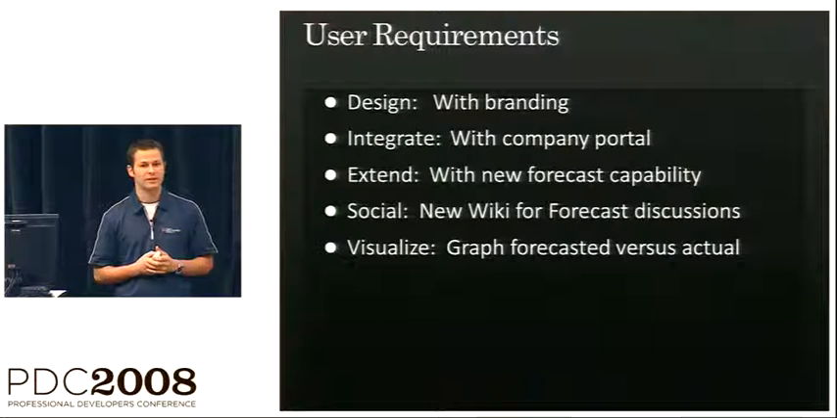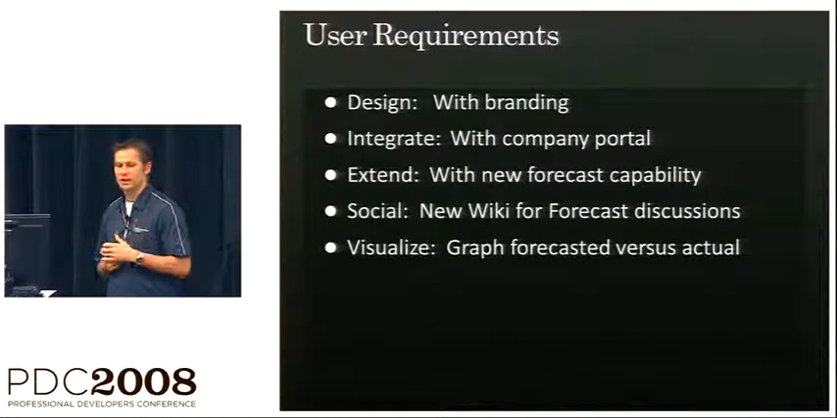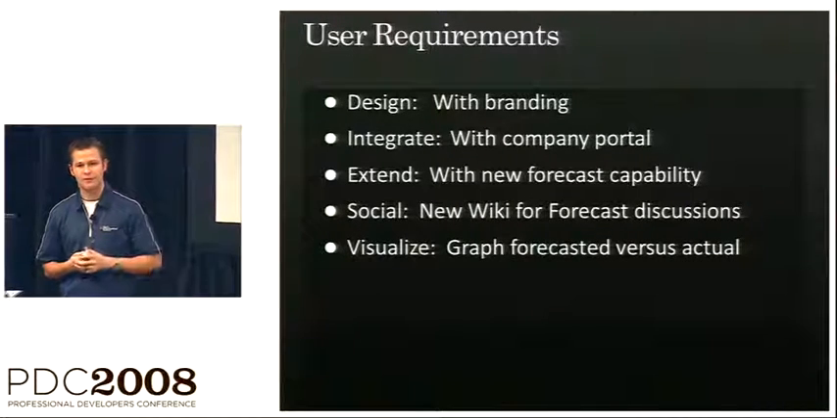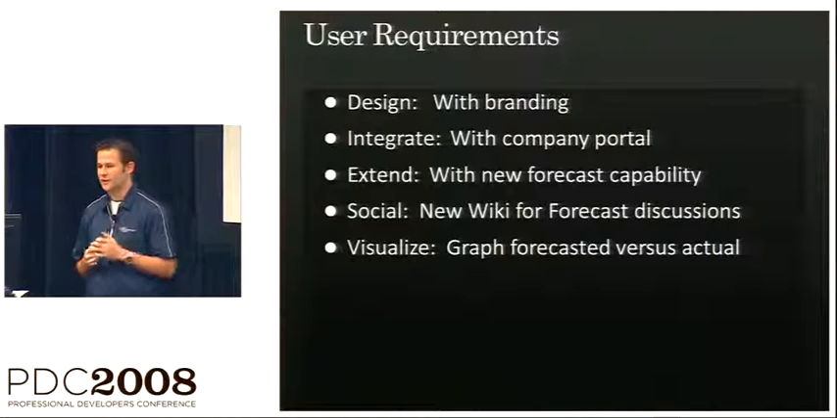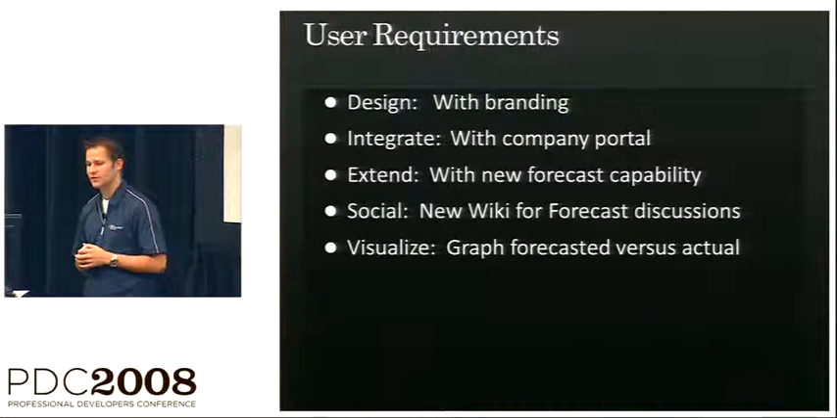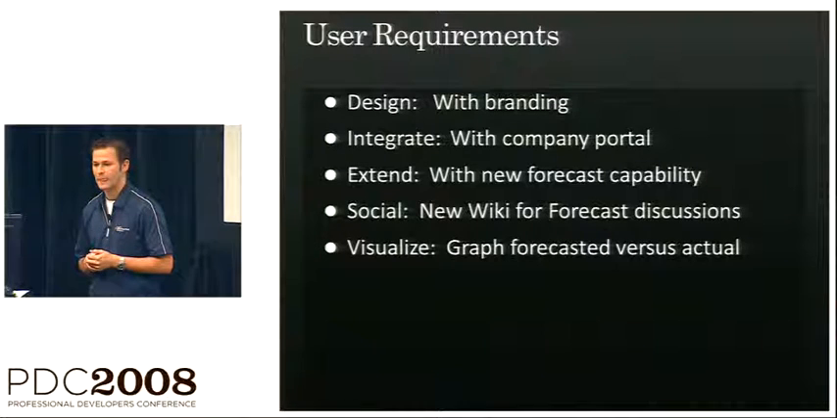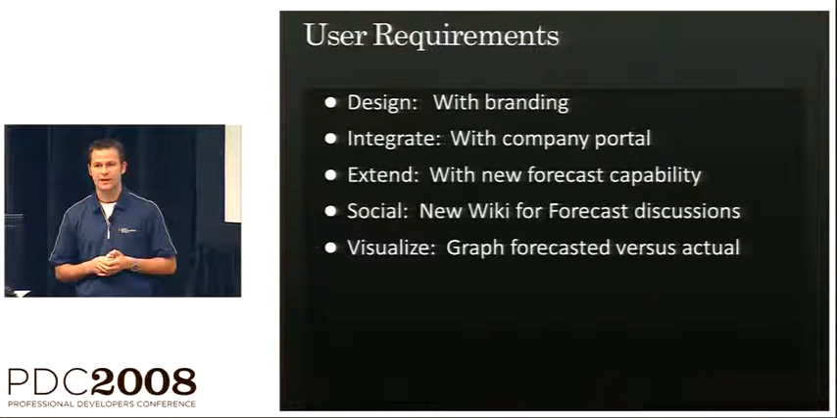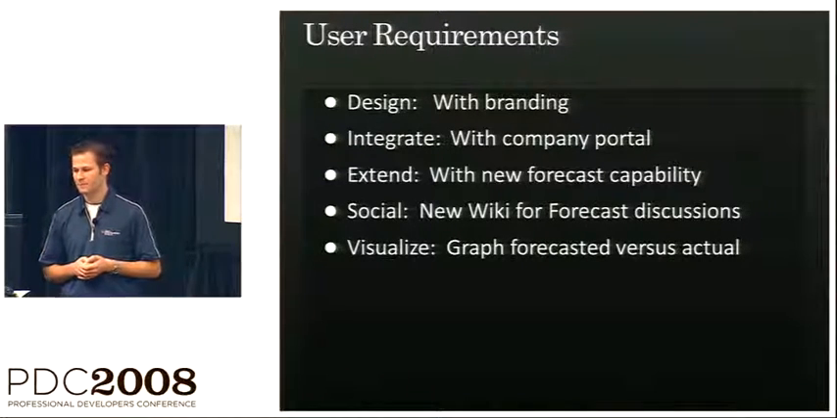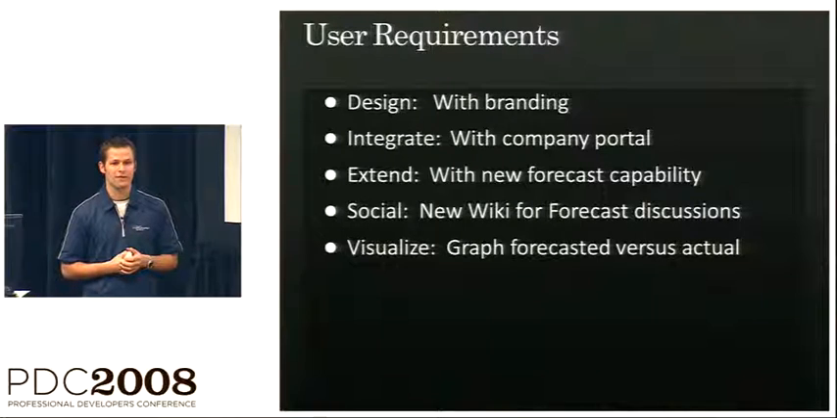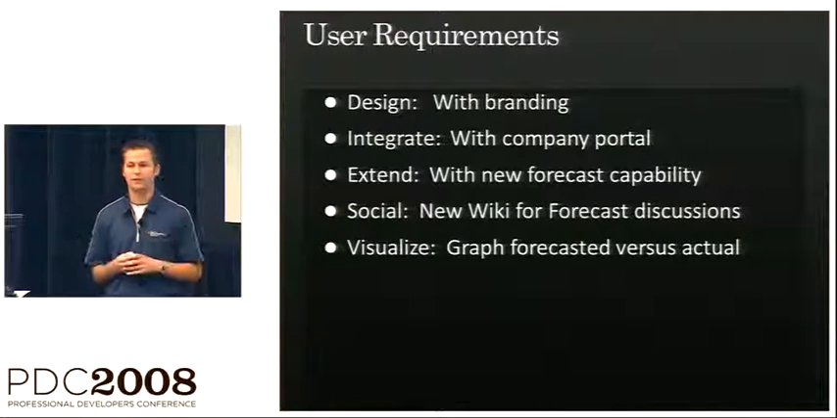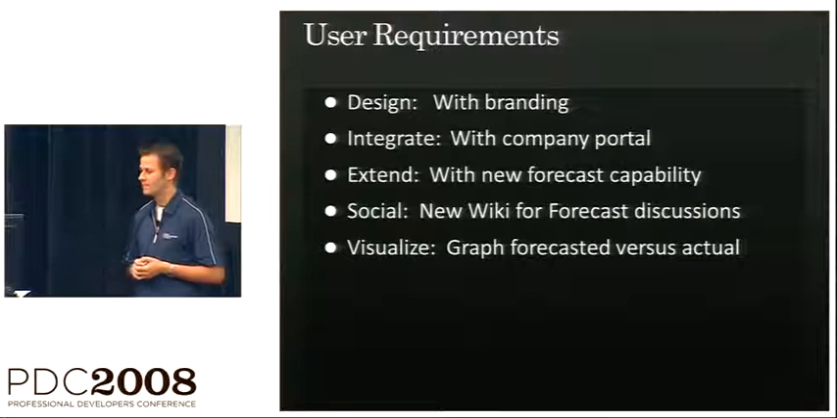So when we focus on building this application, we're going to focus on building it out in 5 different ways. Our user requirements from Contoso Pharmaceuticals are around design, integration, extension, socialization, and visualization. So for design, we're obviously going to add some branding to our SharePoint site to make it look a little nicer than the out-of-the-box blue template that we give you. We're going to integrate some of that sales order application into our SharePoint environment. We're going to extend SharePoint in a number of different ways to build out our forecasting capability.